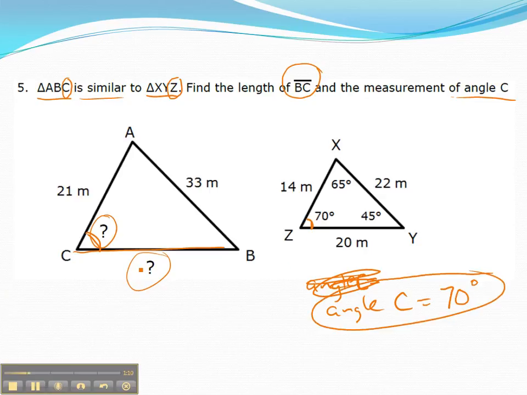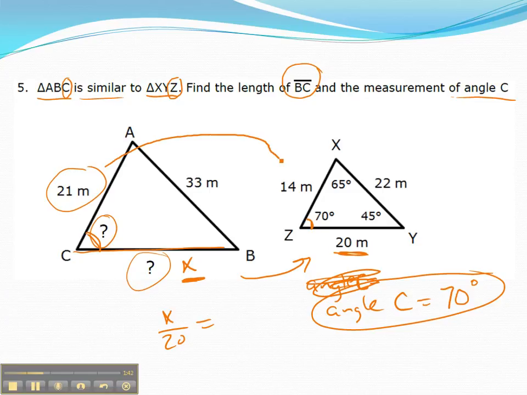That was easy. Side CB is going to be a little tougher. Let's call side CB X for now, variable. And we know we have to set up a proportion showing the ratios of corresponding sides. So I definitely want to have a ratio with X in it so I can solve for X. X over the corresponding side in XYZ would be 20 meters. X over 20 equals, now I went this way from the large triangle to the small triangle, so make sure you're consistent. I'm going to take side AC and compare it to the corresponding side, which is XZ.